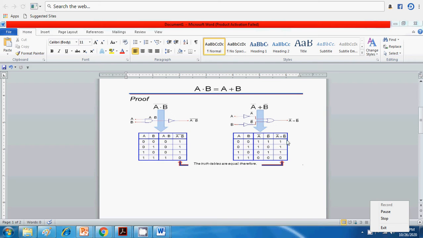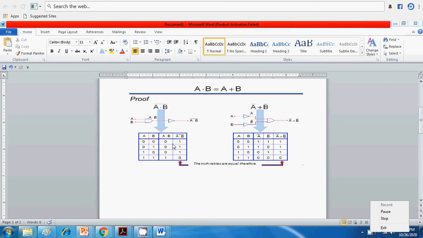Then A bar plus B bar, sorry, this is OR operation. 1 or 1 is 1. 1 or 0 is 1. 0 or 1 is 1, and 0 or 0 is 0.